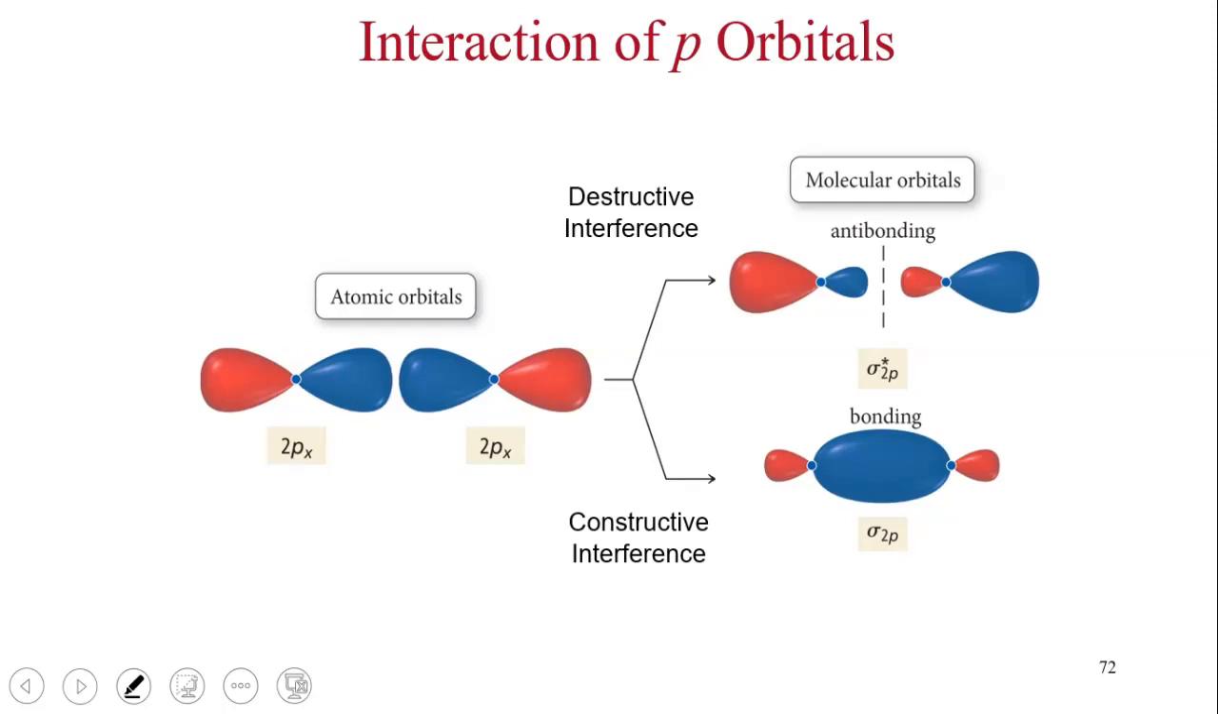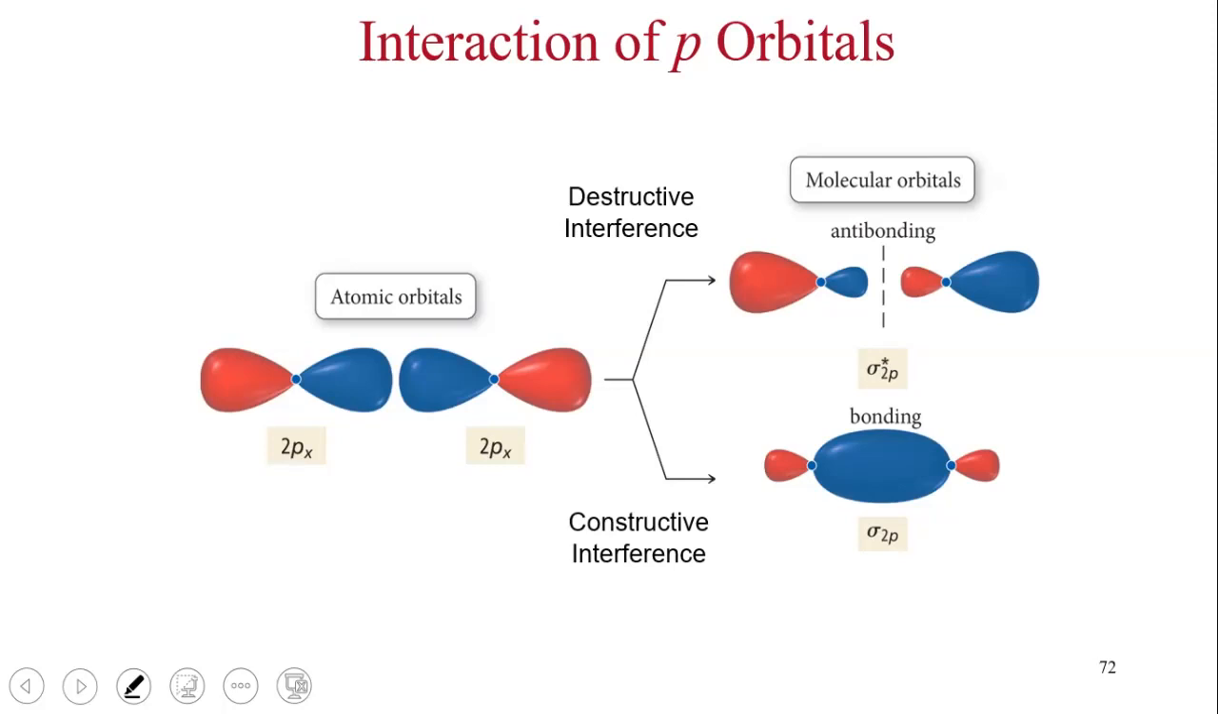The bonding orbital, again, generates a region of high probability density between the 2 atoms. And so we call it a sigma orbital because the source was a 2p orbital. We call it sigma 2p. Notice that in the other case, for destructive interference, we generate anti-bonding orbitals. We call them sigma star 2p.